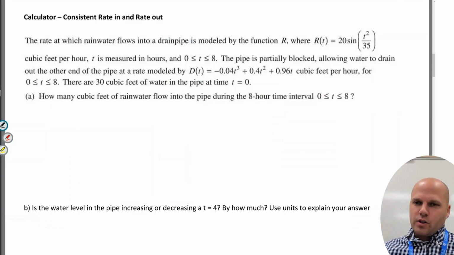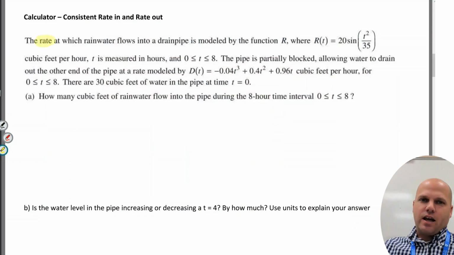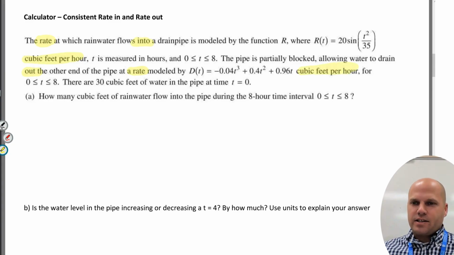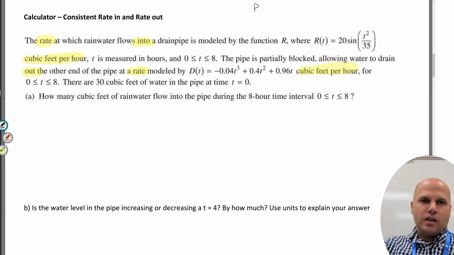All right, so in this problem, we have a rate at which water is flowing into a pipe in cubic feet per hour. We have a rate at which water is going out the other end in cubic feet per hour. What we realize is that these fall on the derivative column. That R is a rate in cubic feet per hour, as well as D.